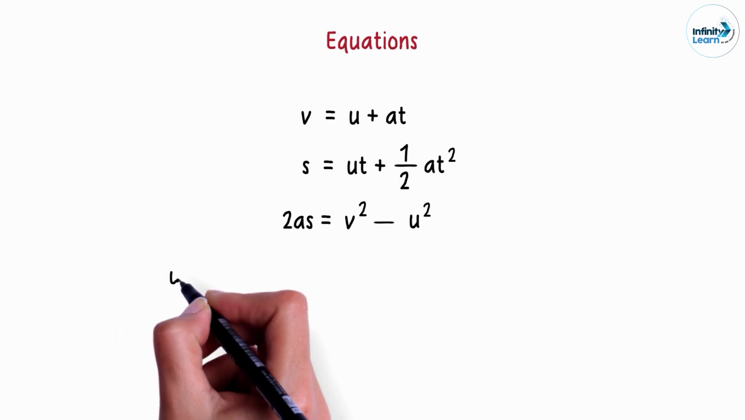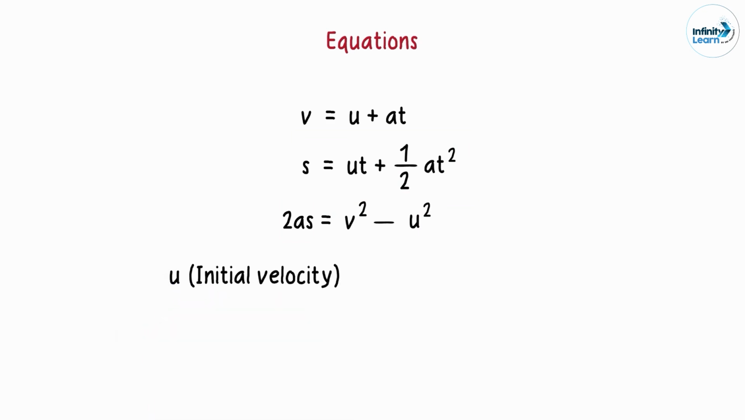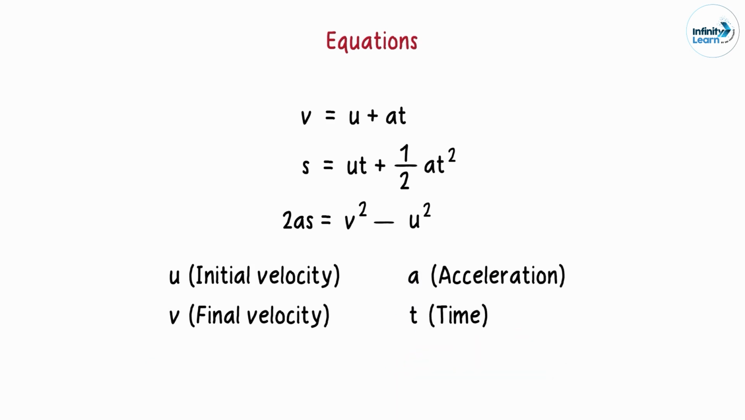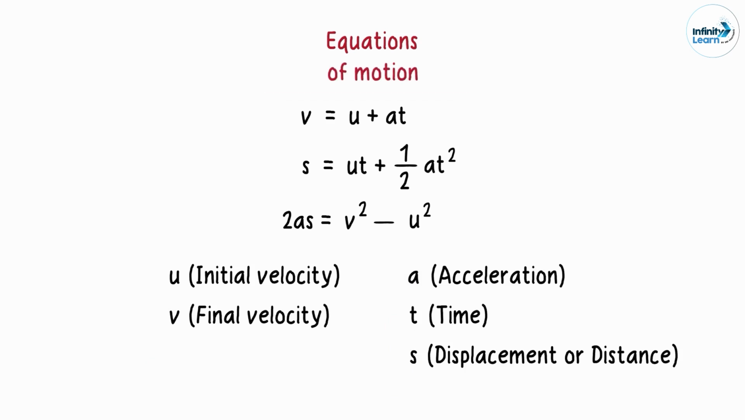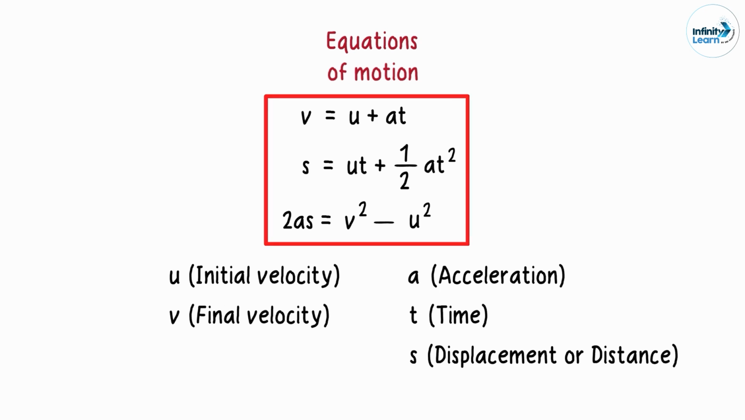We will use u to denote initial velocity, v to denote final velocity, a for acceleration, t for time, and s for displacement or distance. Together, these three are called equations of motion. So when we are provided with certain data and we have to find the missing information, it is very easy to calculate the answer using these three equations.